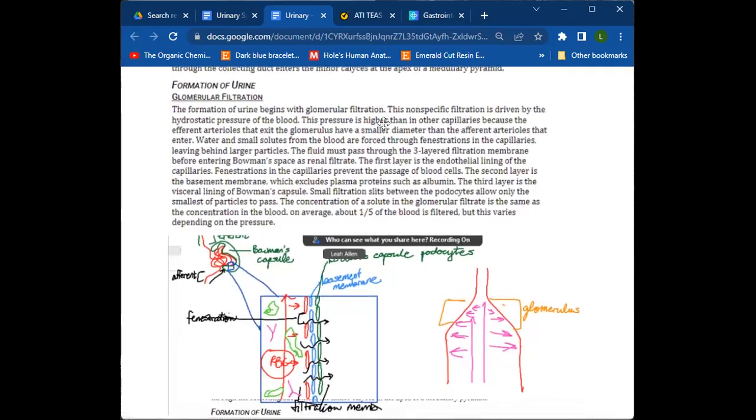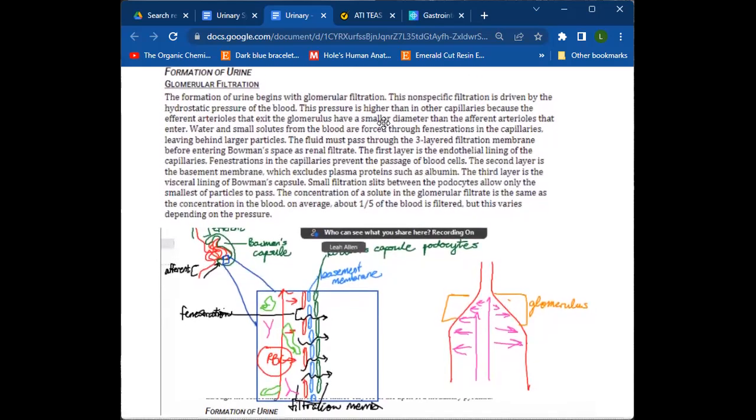Okay, so the formation of urine begins with glomerular filtration. This non-specific filtration is driven by hydrostatic pressure of blood. So important to know that. And what they mean by hydrostatic pressure really is just blood pressure. Basically, it's just this force out, the push of the blood against the wall of the capillary.